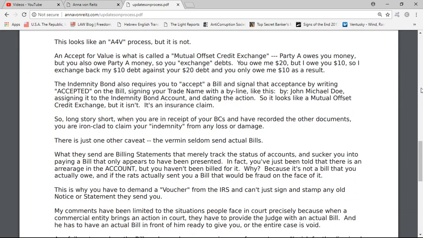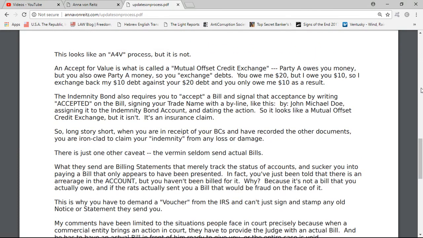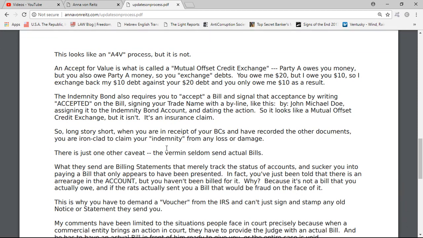This looks like an A for V process, but it is not. Now, guys, this is real important stuff. I think I'm going to go ahead and do a whole other video on the indemnity bond process that's kind of taken the place of and looks like an A for V, this part right here, because I have not totally figured this out yet. It's kind of new to me, but I'm going to go ahead and end this video here and just probably do a whole other video on this as I do a little more research and get a few more answers from Anna.